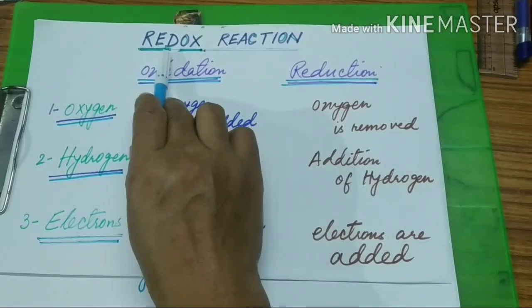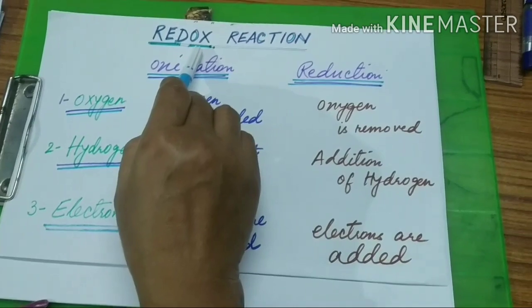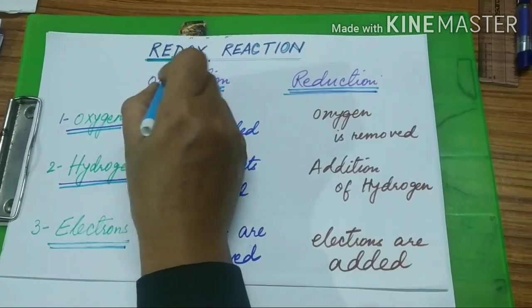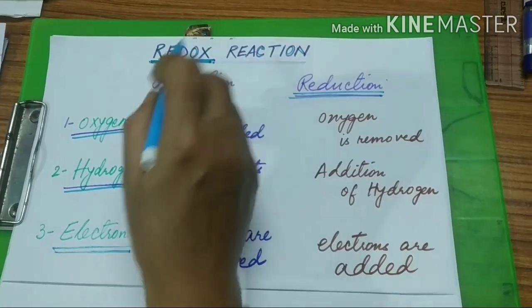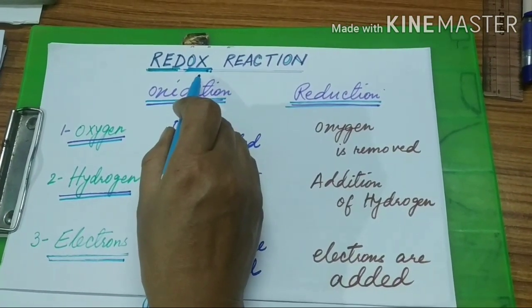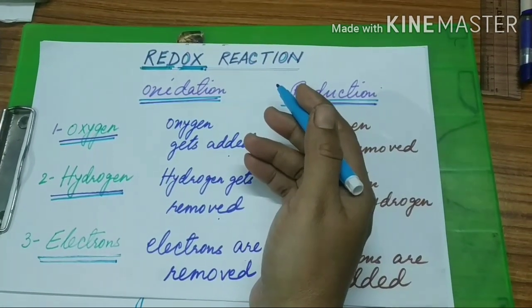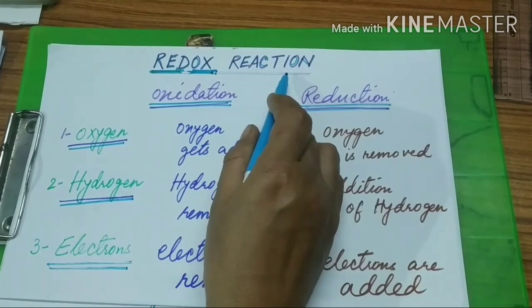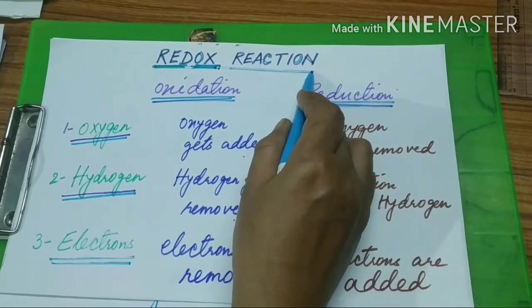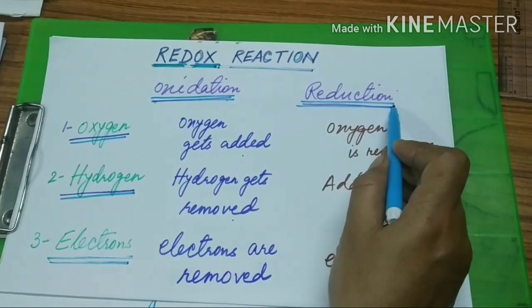We will discuss the redox reaction. Redox, the name itself is made of two words, reduction and oxidation. A reaction in which both oxidation and reduction occur simultaneously is called a redox reaction. To understand this reaction better, let us first understand what is oxidation and what is reduction.